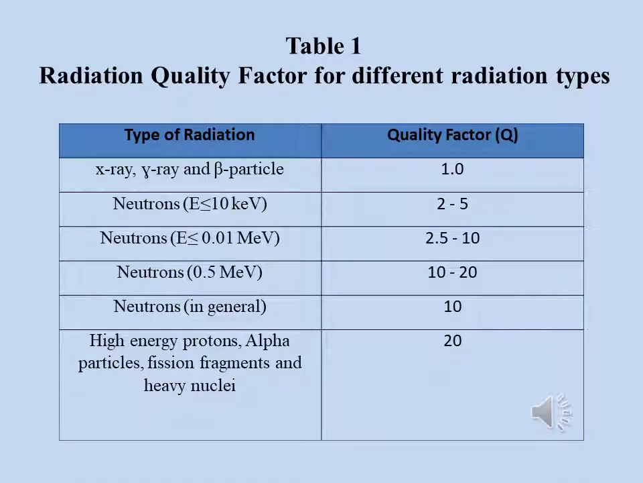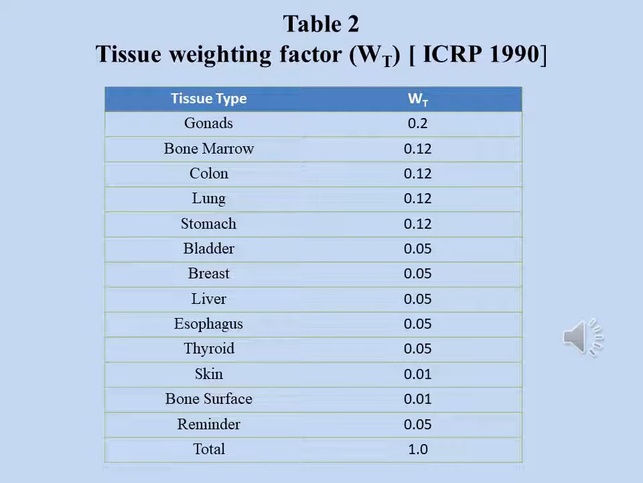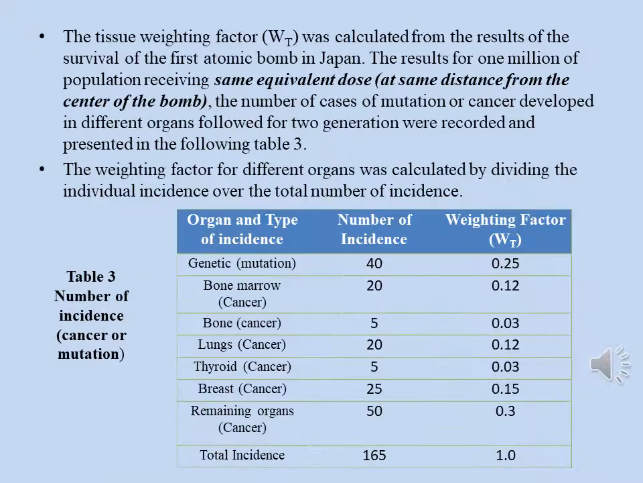Table 1 shows the radiation quality factor for different radiation types. Table 2 shows the tissue weighting factor, W sub T, according to the ICRP 1990. The tissue weighting factor, W sub T, was calculated from the results of the survival of the first atomic bomb in Japan. For 1 million of the population receiving the same equivalent dose at the same distance from the center of the bomb, the number of cases of mutation or cancer developed in different organs, followed for 2 generations, were recorded and presented in Table 3.